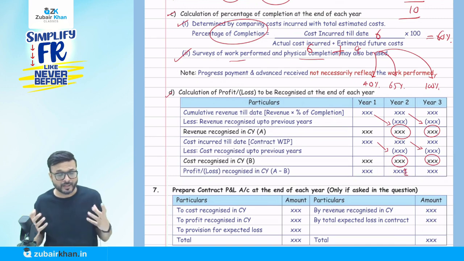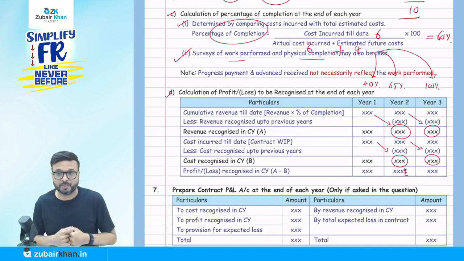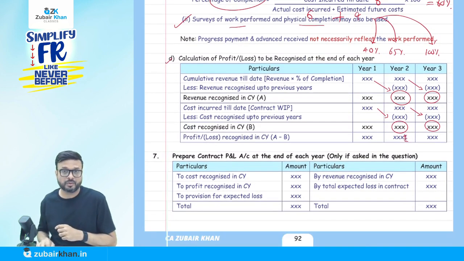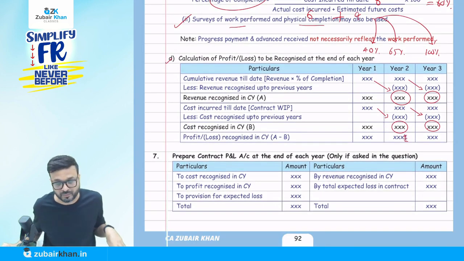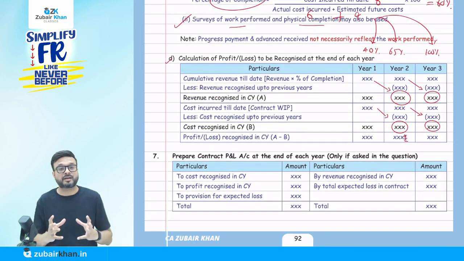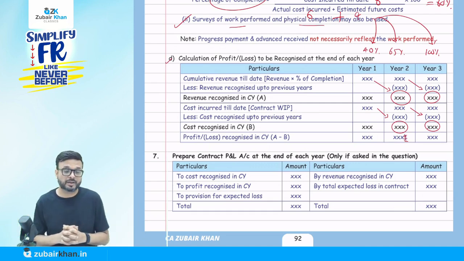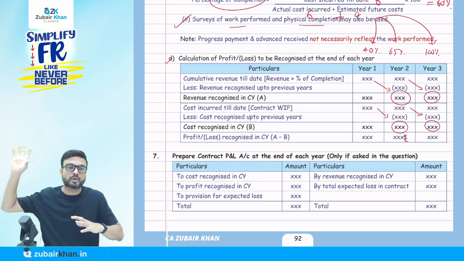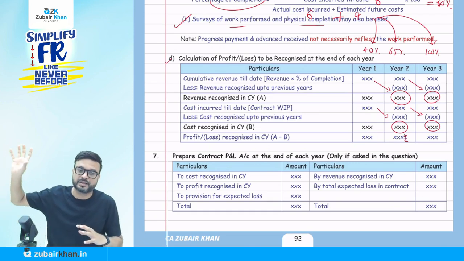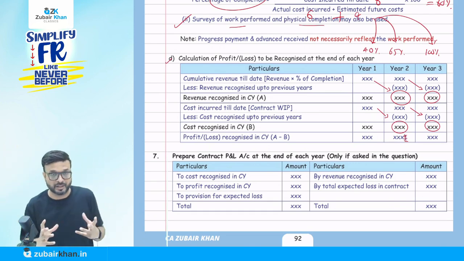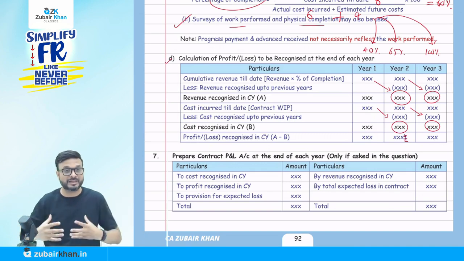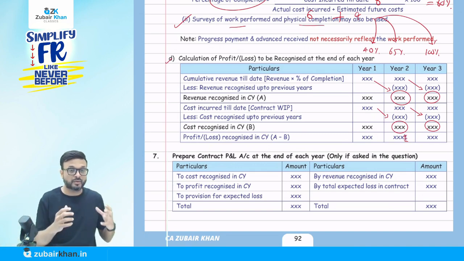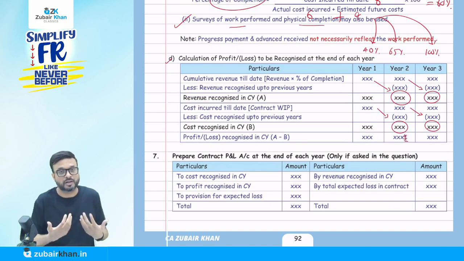Now, they may ask you to prepare the profit and loss account. Remember one more very important thing: if a contractor has 50 contracts, suppose, at the end of the year he is going to prepare a combined P&L account. That's a different thing. I'm talking about the contract P&L account. So he has to prepare a separate P&L account for each contract to find out in which contract he is making a profit or loss that year.